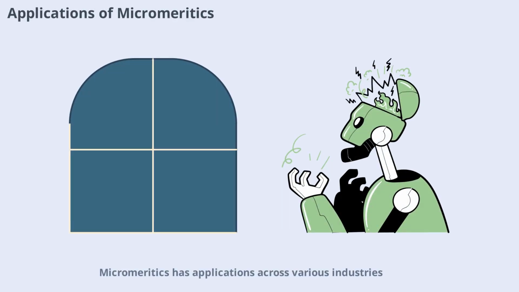Micromeritics has applications across various industries, including pharmaceuticals, ceramics, food, and cosmetics. In each field, understanding particle properties helps optimize product performance, improve manufacturing efficiency, and ensure regulatory compliance. The principles of micromeritics are universal, making them valuable in many scientific and industrial contexts.